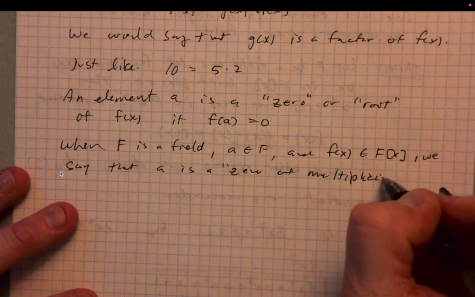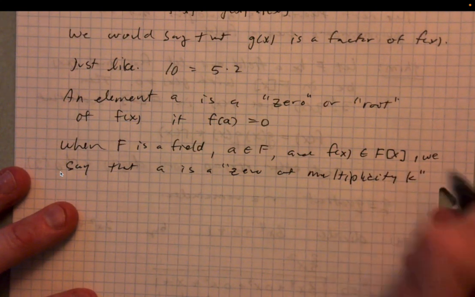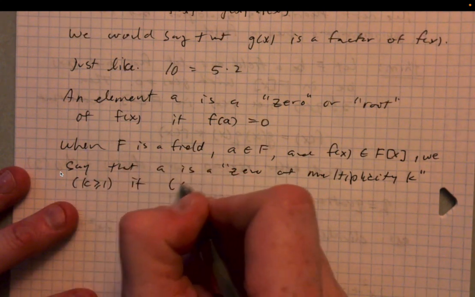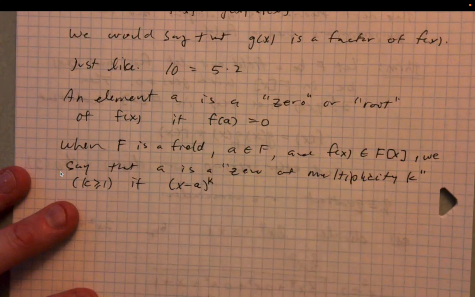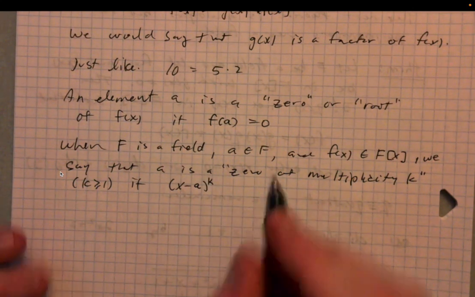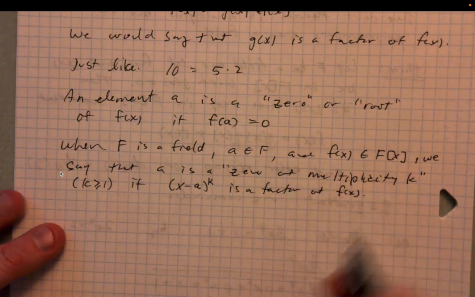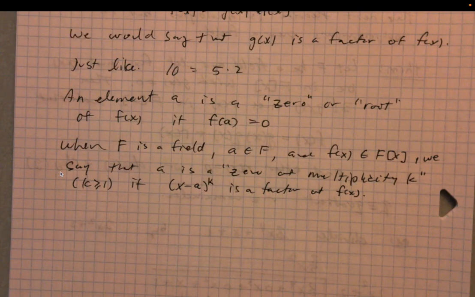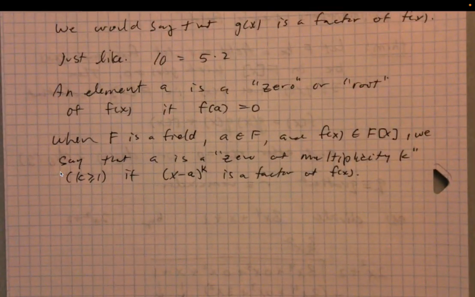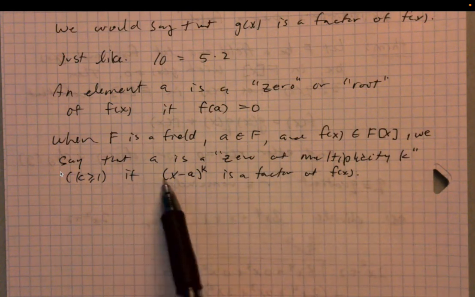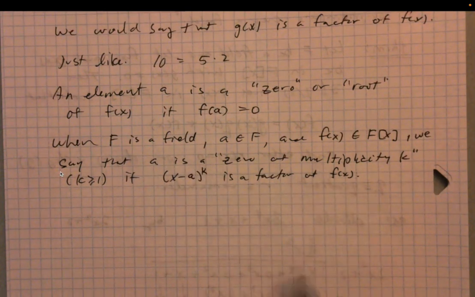A is a 0 of multiplicity k, for k greater than or equal to 1, if (x minus a)^k is a factor of f of x. This is similar to the repeated roots concept. It's the same concept, really. So we say that a is a 0 of multiplicity k if (x minus a)^k is a factor of f of x.